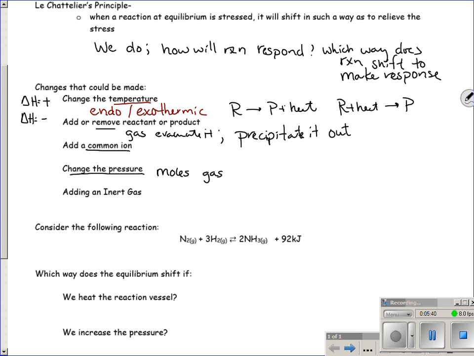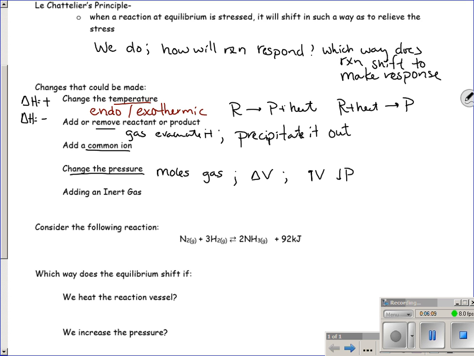Typically, we alter pressure by changing the volume. So whenever you see changes in volume, what you're really going to consider there are changes in pressure. And if you remember from your gas relationships unit, if we increase the volume, that causes a decrease in pressure, and the reaction will shift in a way to undo what we did.